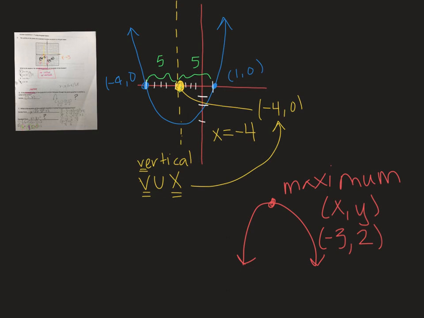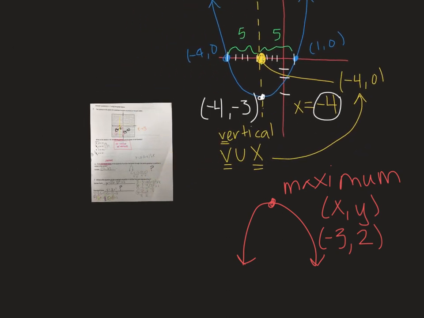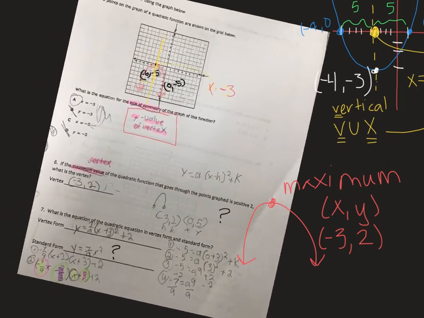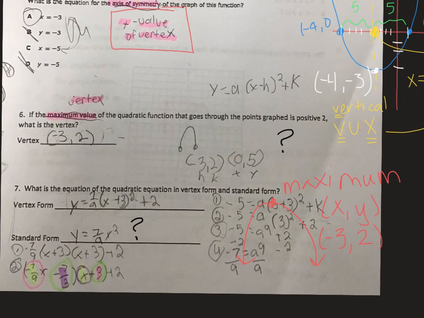Then this vertex would be at, the x value is -4. The y value is -3. Again, I just made that up, similar to how they just made it up on this problem. On this problem, they just made it up and gave you 2.